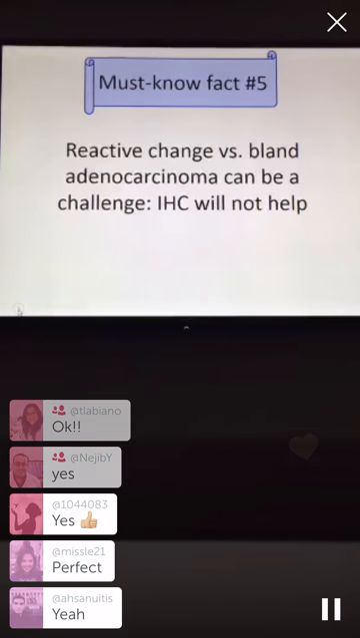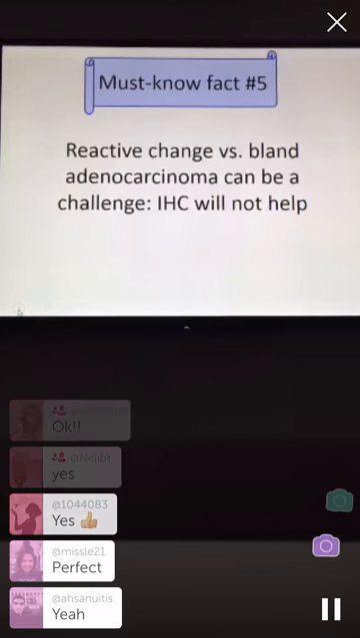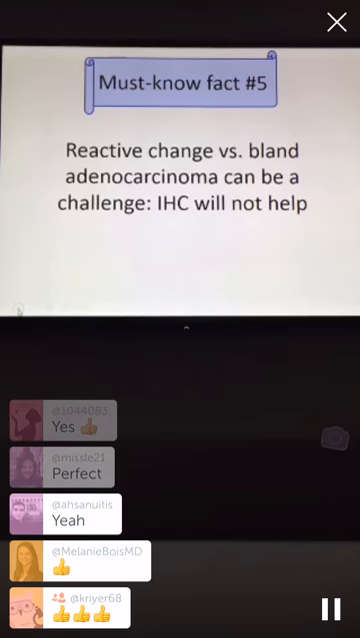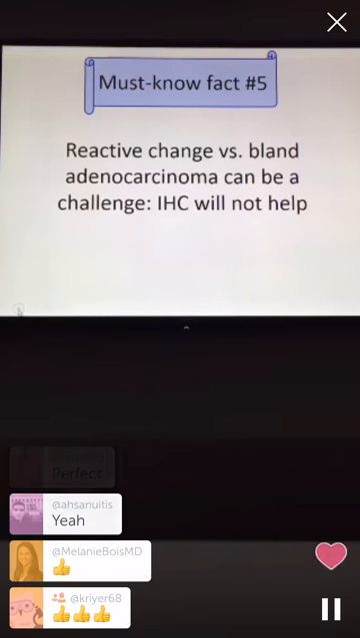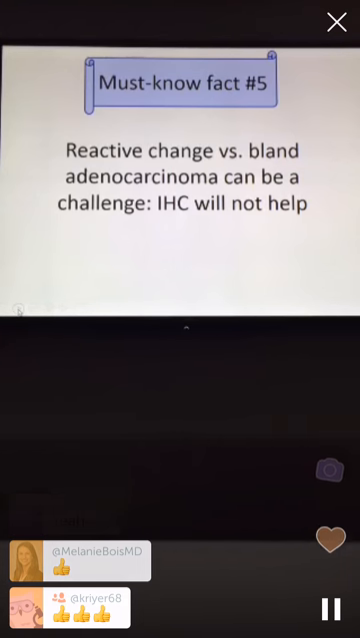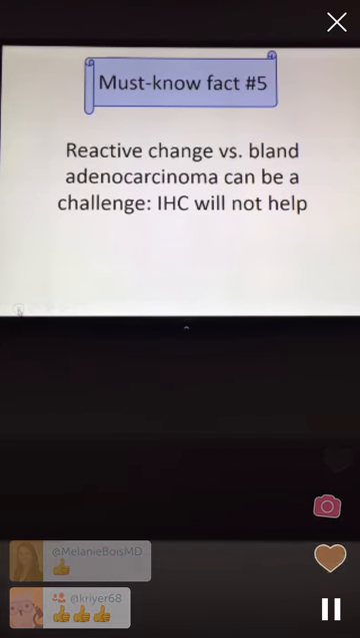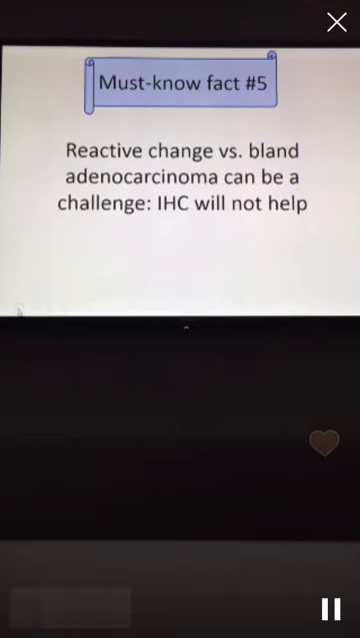We are on our last two points. So this point is one of the hardest. As you know, one of the hardest questions in pathology, one that you train for so many years, is benign versus malignant, right? Benign versus malignant can be a diagnostic challenge, but immunohistochemistry is not going to help there, all right?